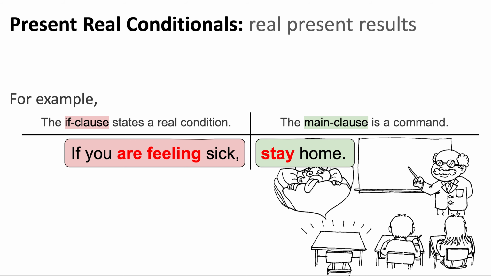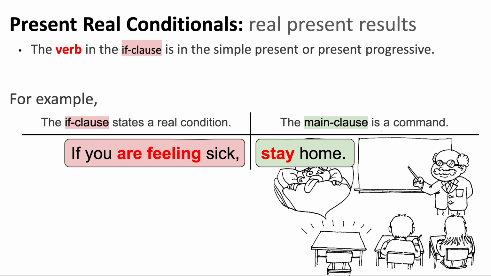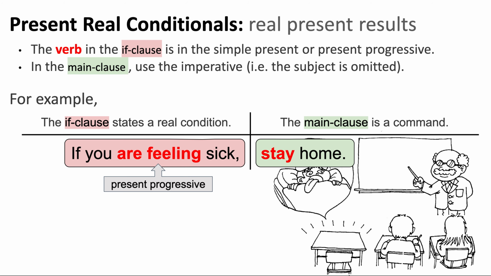Let's look at the form. The verb in the if clause can be either in the simple present or the present progressive. Here, if you are feeling sick is using the present progressive. Remember that the main clause uses an imperative. That is, the subject is omitted.